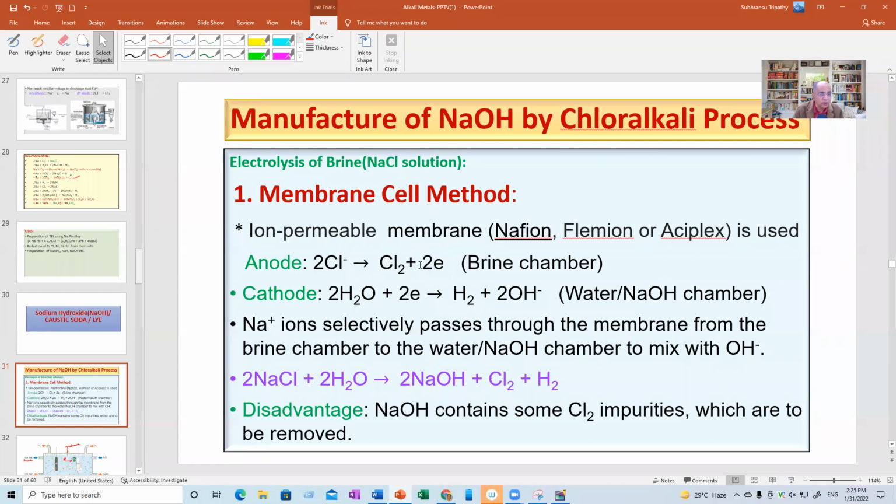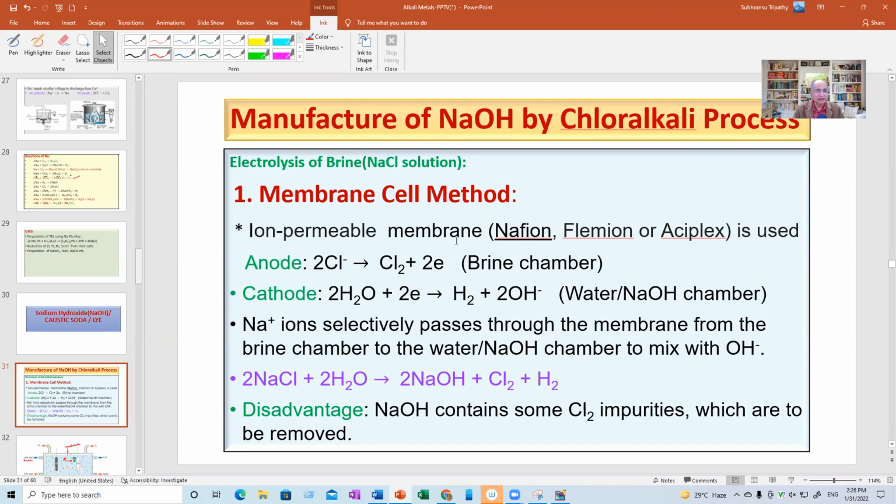There are three types of chlor-alkali process that are being used. The most widely used chlor-alkali process is the membrane cell method. In all these methods, brine is used as the electrolyte. Brine means sodium chloride solution, may it be seawater or whatever.